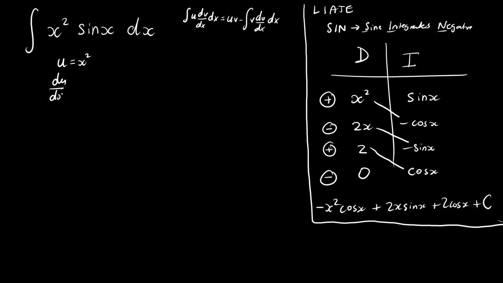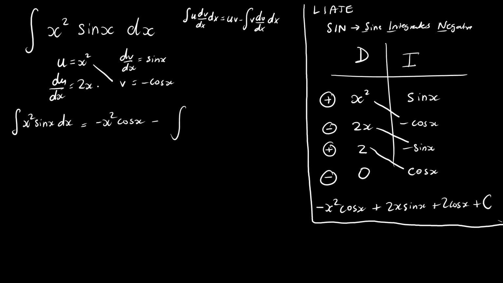If I differentiate that, I get 2x. dv by dx, which is the other part of the product, is going to be sin x. So v is equal to minus cos x. Now, using the formula, we're going to have the integral of x squared sin x dx equal to uv, those things together, so minus x squared cos x, minus the integral of these two things times together. Now, because we've got a minus there, I'm going to put plus. So plus 2x cos x dx there.